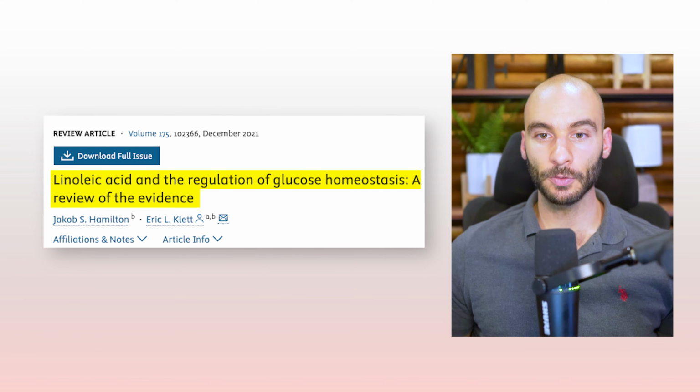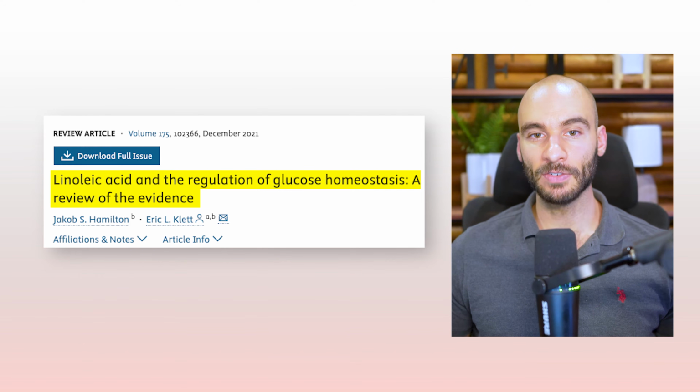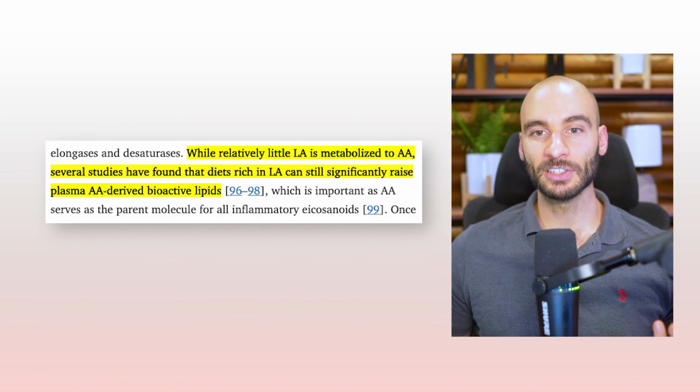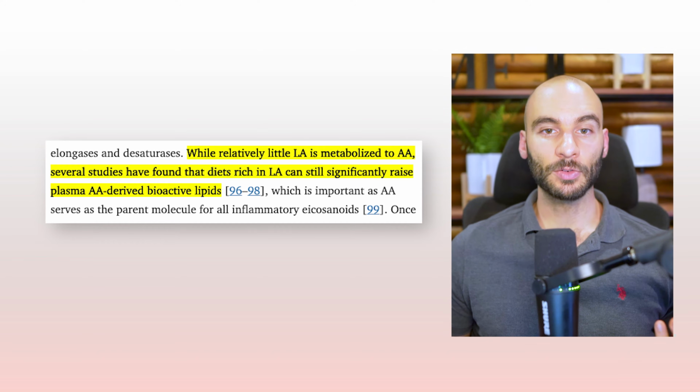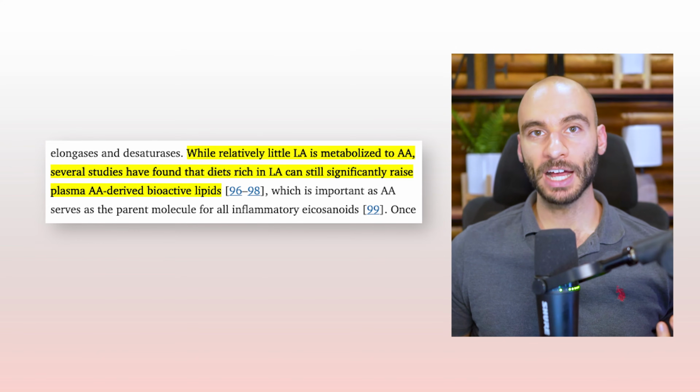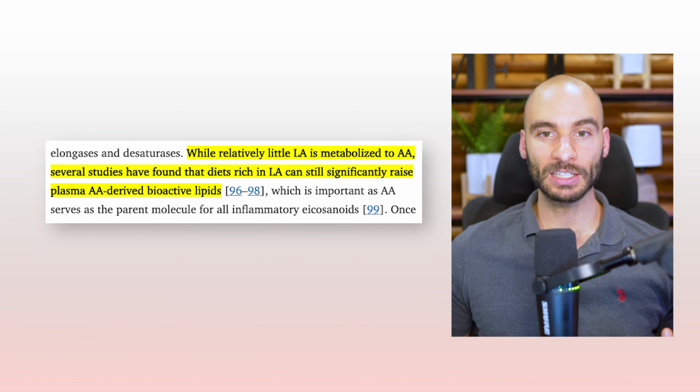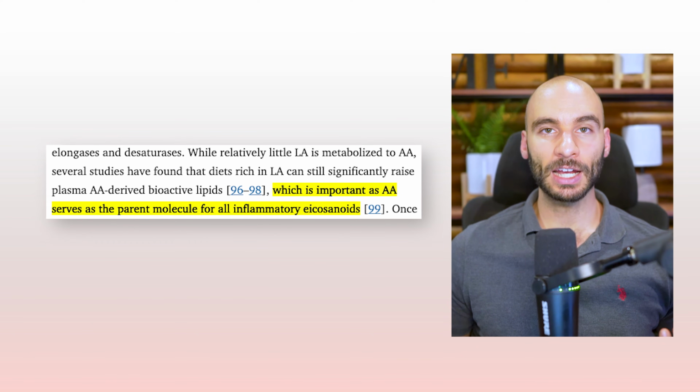So the researchers here, from a paper titled Linoleic Acid and the Regulation of Glucose Homeostasis, a review of the evidence, say, while relatively little linoleic acid is metabolized to arachidonic acid, several studies have found that diets rich in linoleic acid can still significantly raise plasma arachidonic acid-derived bioactive lipids, which is important as arachidonic acid serves as the parent molecule for all inflammatory eicosanoids. Even though the conversion between linoleic acid and arachidonic acid is not massive, when you increase linoleic acid content in the diet, you still see an increase in these inflammatory mediators.